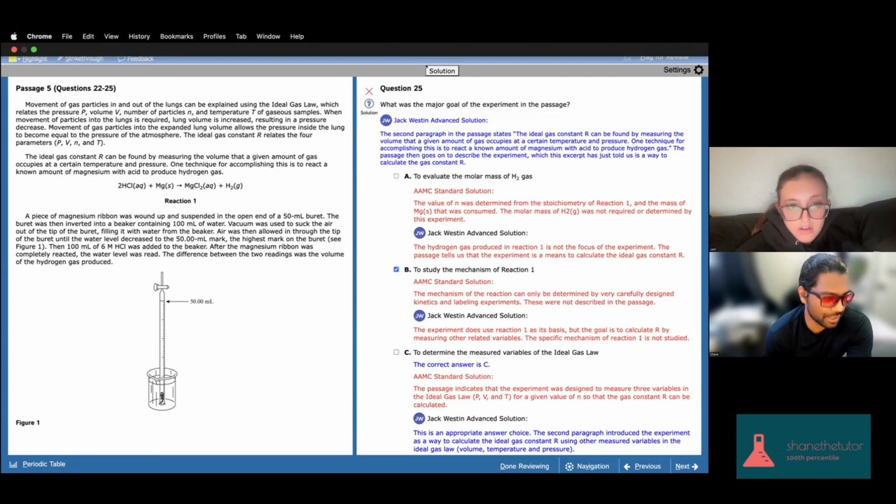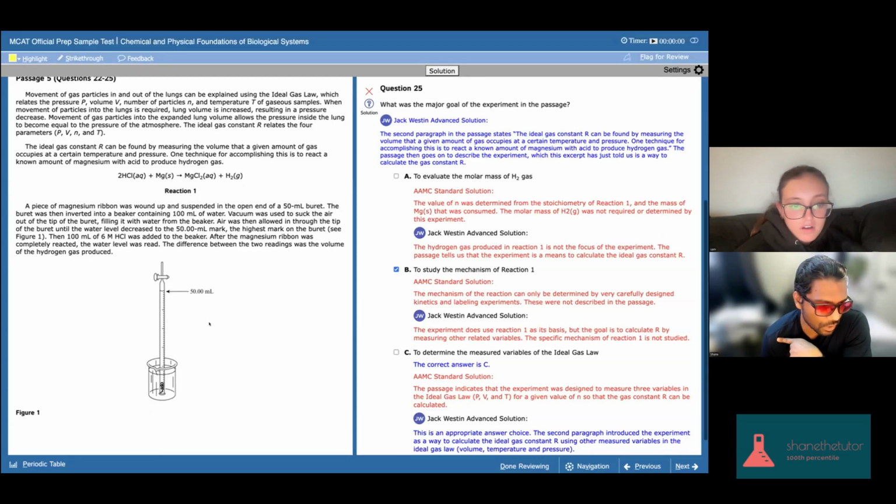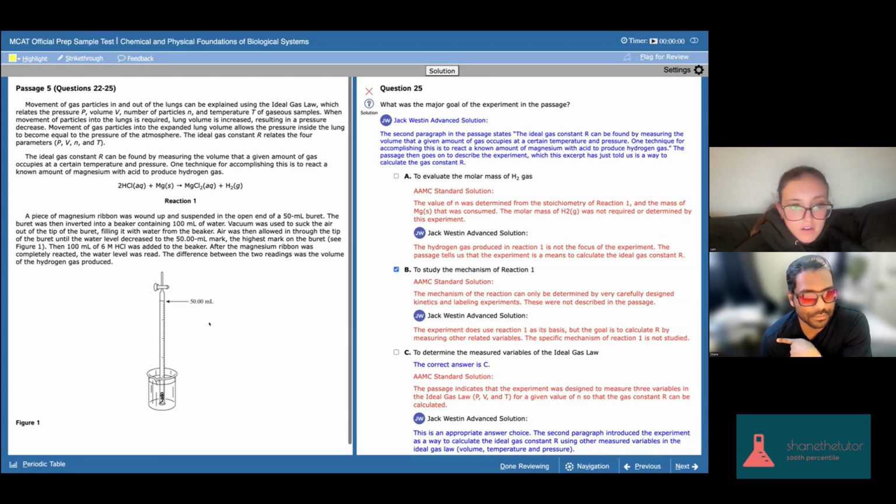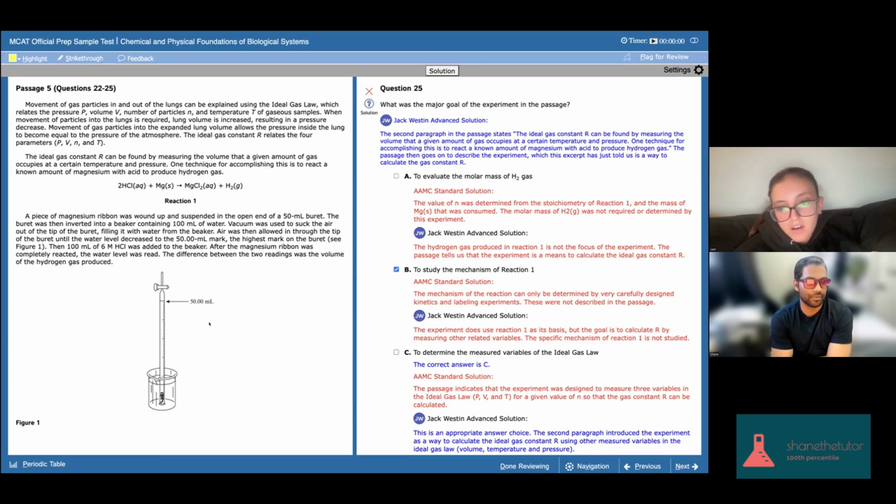There's nothing below this. Okay. So I guess they're just saying that the ideal gas constant R could be found by measuring the volume that a given amount of gas occupies at a certain temperature and pressure. One technique for accomplishing this is to react a known amount of magnesium with acid to produce hydrogen gas. And then they do a bunch of other stuff about that.